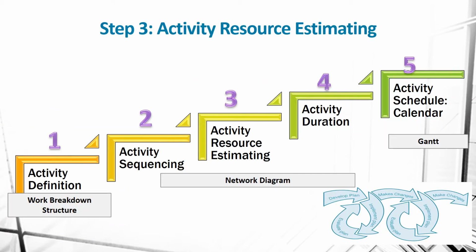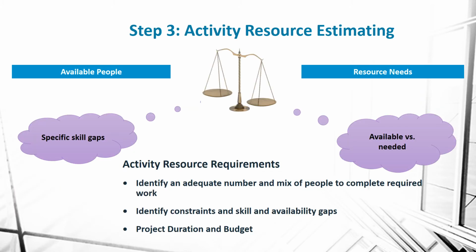Now that I have added dependencies on my network diagram to sequence my activities, the next step is to estimate the resources that I need to complete each of those tasks in step 3. When I think about the resources, I need to think about the skills that are required to complete the tasks. Also, I need to consider the availability of those resources. If I have a certain individual that can only complete a task, I need to consider if they're available to complete it during the time period I need.